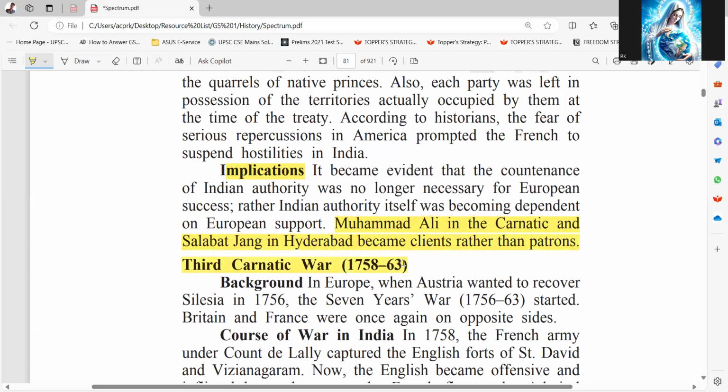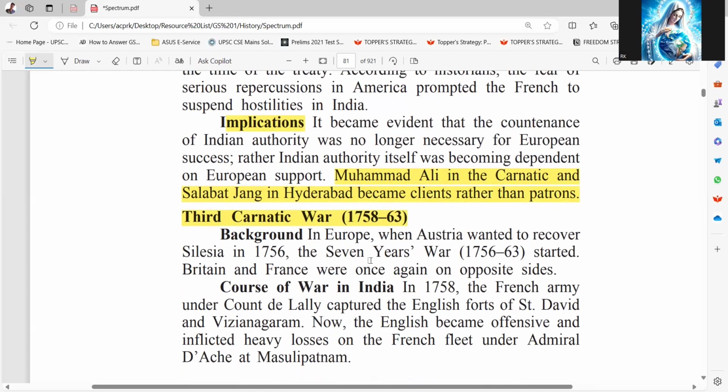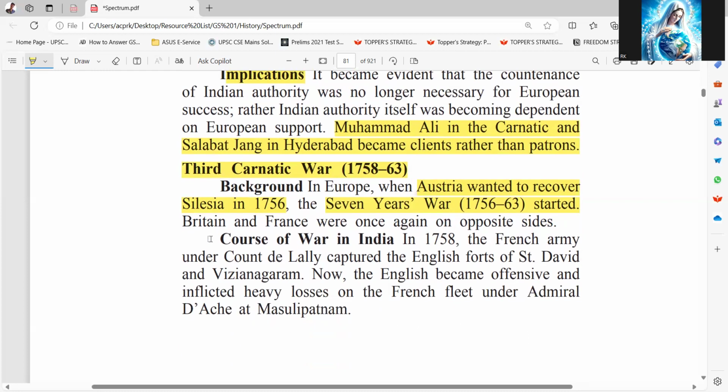Third Carnatic War, 1758 to 63. Background. In Europe, when Austria wanted to recover Silesia in 1756, the Seven Years' War started, and it lasted till 1763. Britain and France were once again on opposite sides.